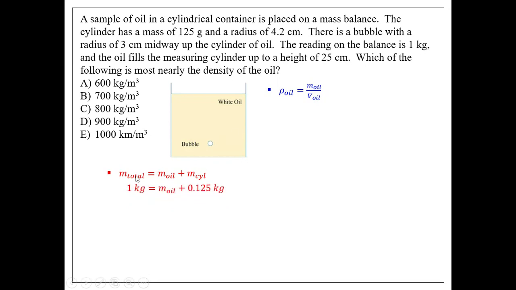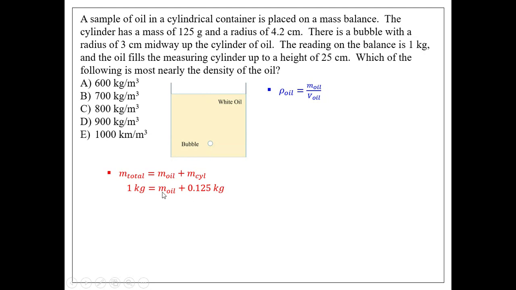So I'm just going to go ahead and use the total mass as 1 kilogram, and then I'm going to set that equal to the mass of the oil. But you notice here, I plugged in 0.125 kilogram for the mass of the cylinder. So I convert 125 grams to kilograms, simply taking grams and dividing that by 1,000. Okay, so again, write out your units if you're a little iffy.